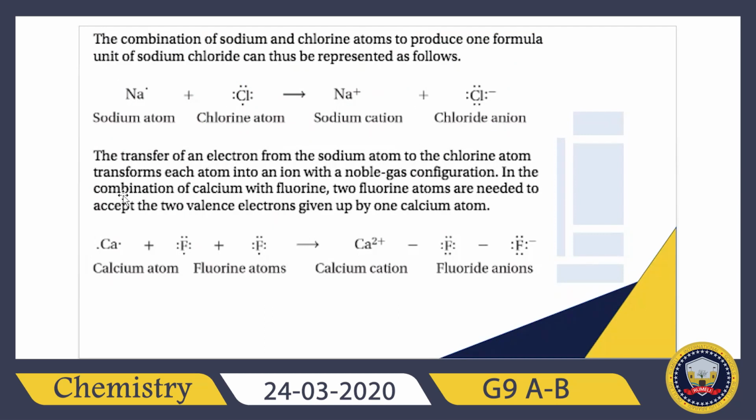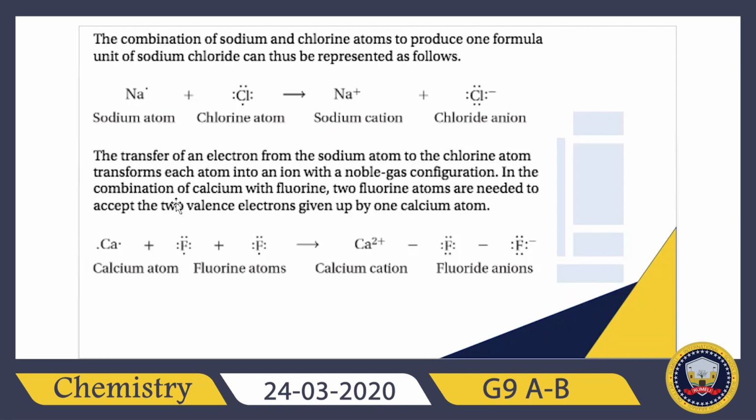Now, the transfer of an electron from the sodium atom to the chlorine atom transforms each atom into an ion. Okay, and because now they are cation and anion, they get attracted to each other and they become NaCl.